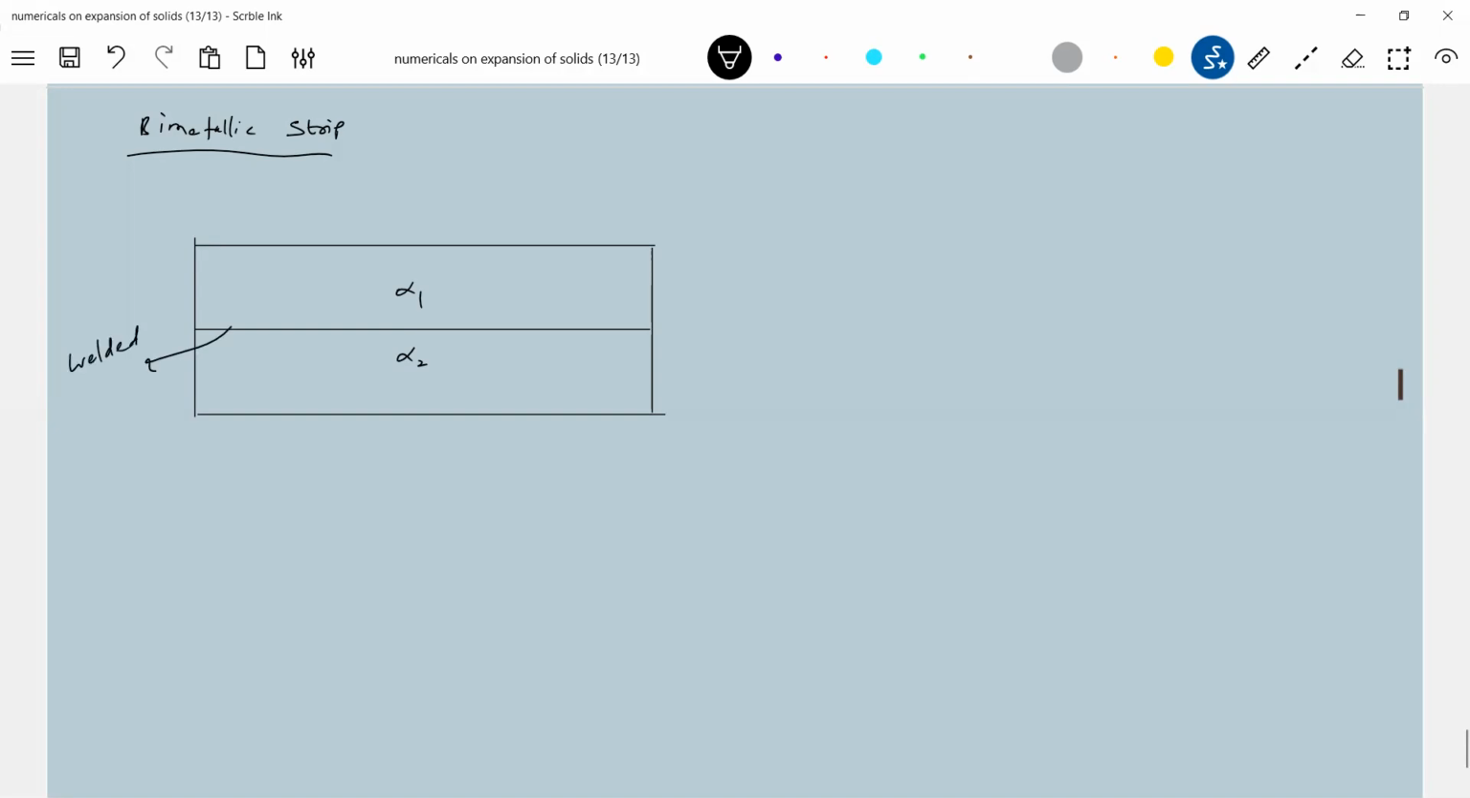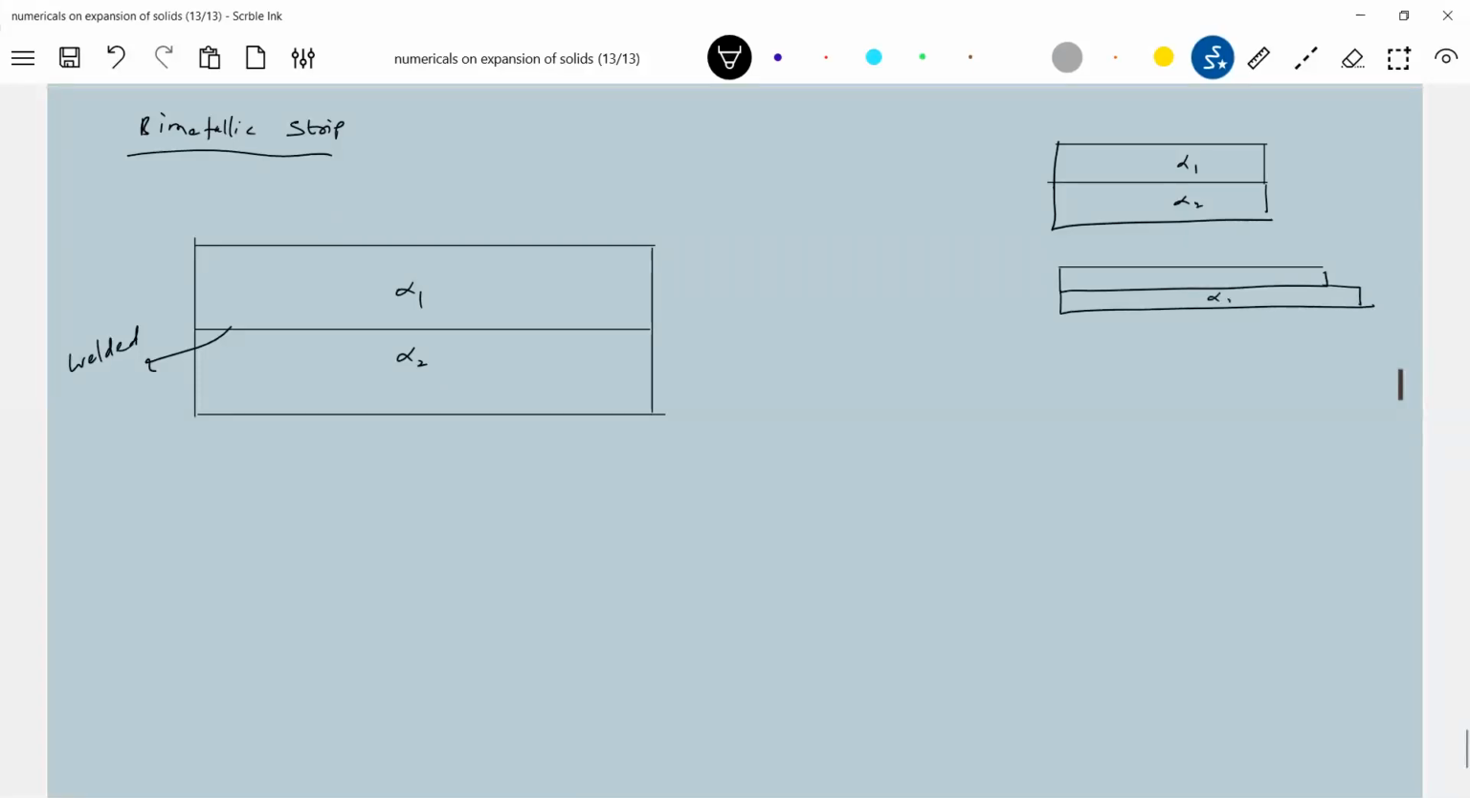I will raise the temperature. So what do you expect? If they are not welded, they will expand. Suppose that these are the two rods. If I increase temperature, if they're not welded, just joined, they will expand naturally. T2 greater than T1. When will this happen? If they're not welded.